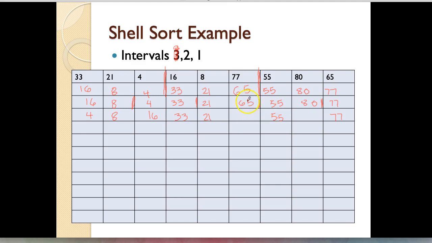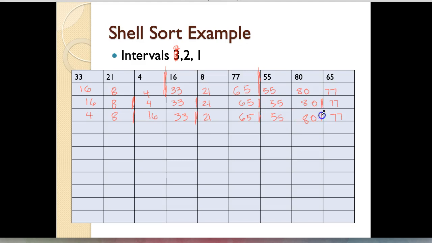Now I'm going to compare 65 with 80, and 65 is in the right spot here, but I'm going to compare 80 with whatever it was supposed to be here, but there's nothing, so 80 is going to be in the right spot, right? So again, this is my series of 2, right?